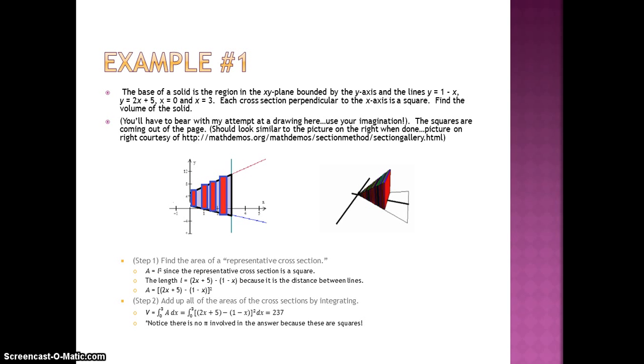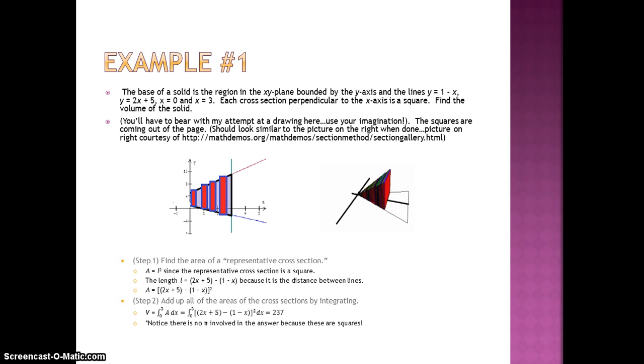So how do we solve a problem like this? We need to first find the area of a representative cross-section. Each cross-section is a square. We remember that the area of a square is the side squared, and our trick here is to find out what a side length is. The side length in this case is the distance between the two functions, which is just the difference between them: 2x plus 5, and we're going to subtract 1 minus x. The quantity 2x plus 5 minus (1 minus x), squared, gives the area of a representative cross-section.